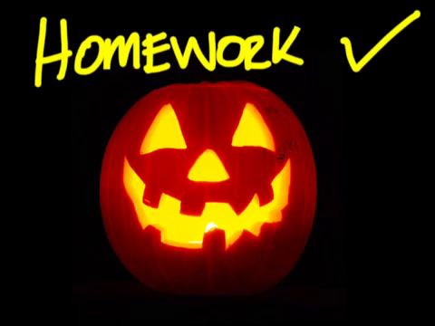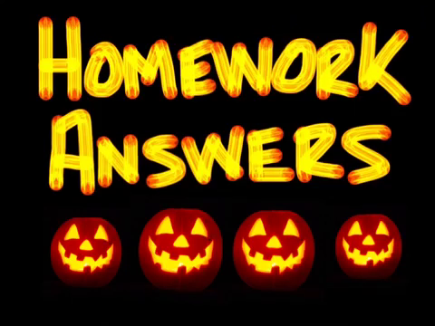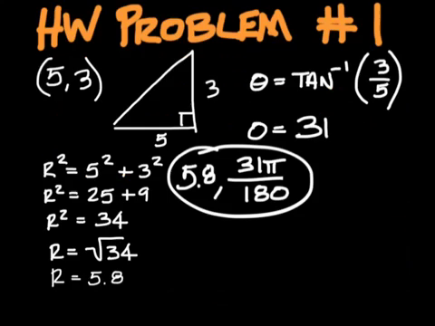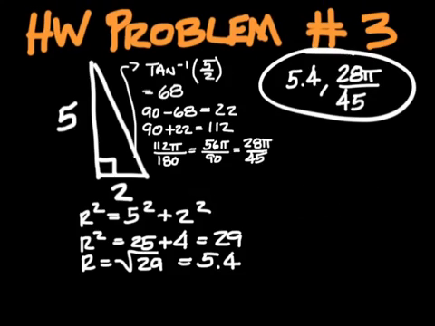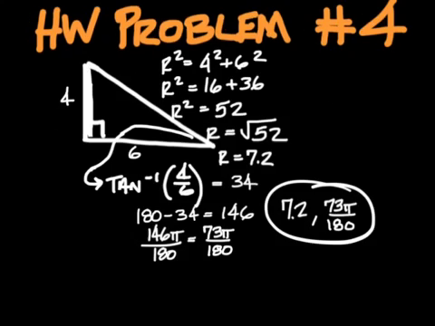Homework check from last week. Homework answers, I need to see 1 and 2 first. The answer to number 1 should be 5.8 and 31 pi over 180. Number 2 should be 2.2 and 7 pi over 20. Answer to number 3 is 5.4 and 28 pi over 45. Number 4, 7.2 and 73 pi over 180.